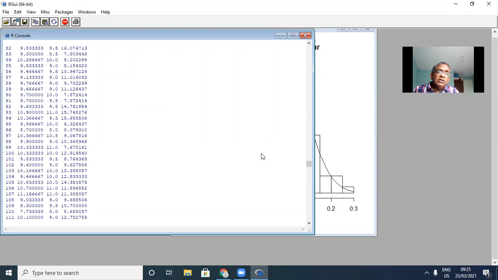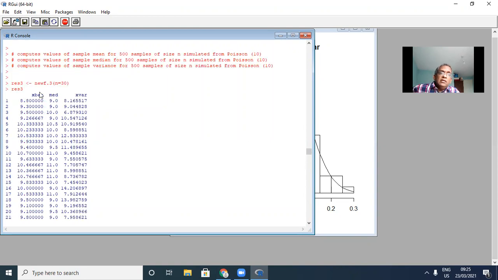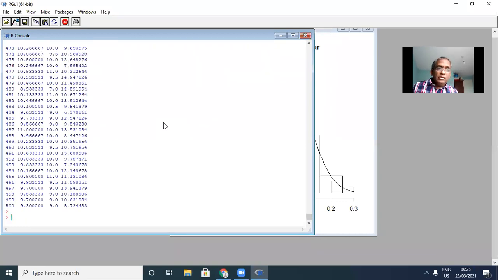All right, you have three columns of data, right? The first column gives the values of the sample mean. The second column gives the 500 values of the sample median, and the third column gives the 500 values of the sample variance. Okay, before I talk about it, let me do the box plot.